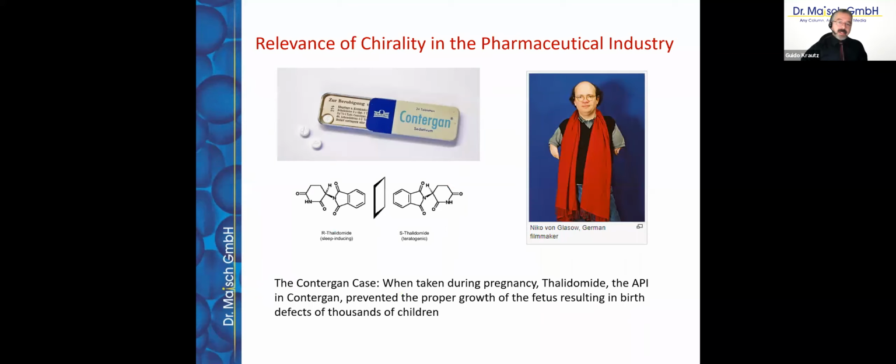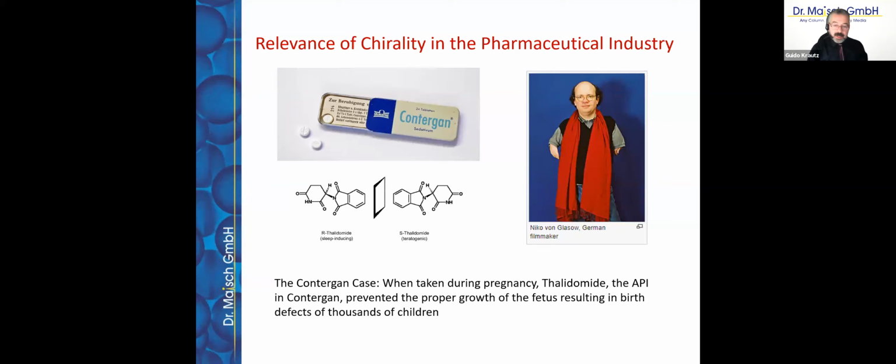So what is now the relevance of chirality in the pharmaceutical industry? Well, there's one case which is probably always cited under these circumstances, and you may have heard about Contergan. Contergan is a drug which was produced by Grünenthal, a pharmaceutical company in Germany, and it was introduced as a sleeping drug. So the API in Contergan is called thalidomide.